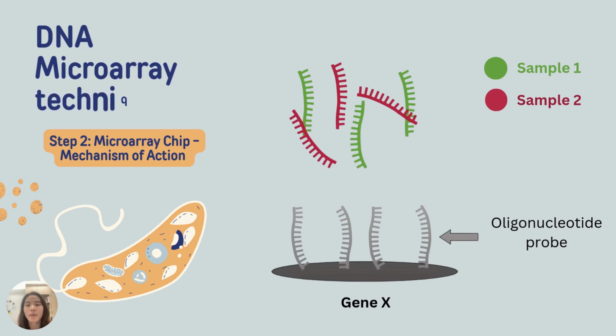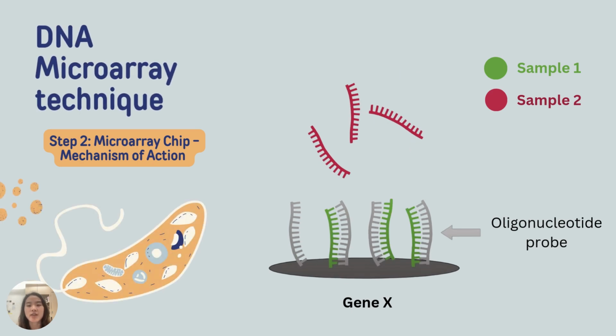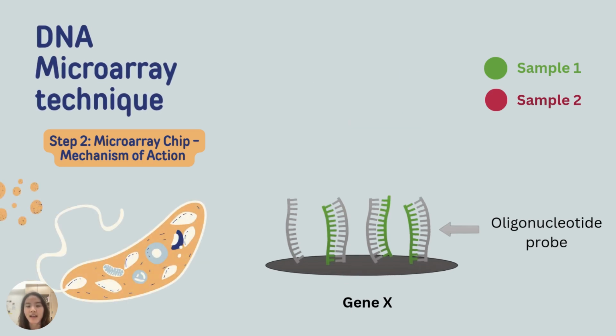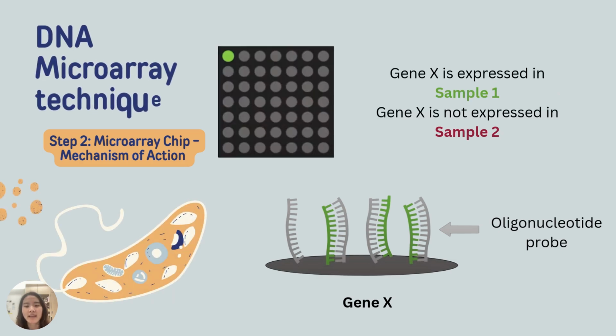In this example, molecules from sample 1 hybridize with the probe from that spot. But sample 2 does not contain complementary cDNA molecules and is washed away. So the spot we were looking at appears green after laser scanning, which tells us that gene X is expressed in sample 1 but not in sample 2.